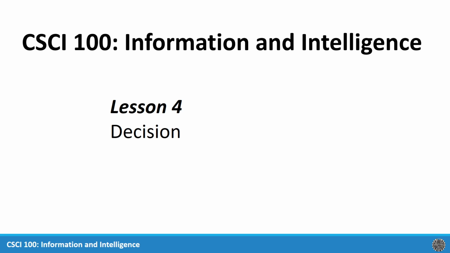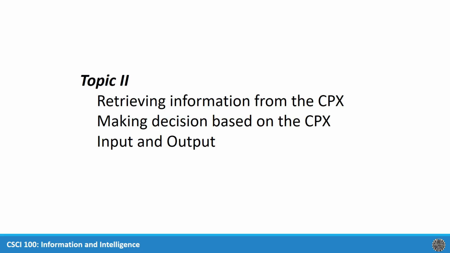Welcome to Lesson 4, Decision, Topic 2. In this video, we're going to see how we can apply decision making to the Circuit Playground Express by retrieving information from the Circuit Playground Express and then doing something with it. We're going to see that the components pretty much lie in two categories. Some components are input components and others are output. So let's get to it.